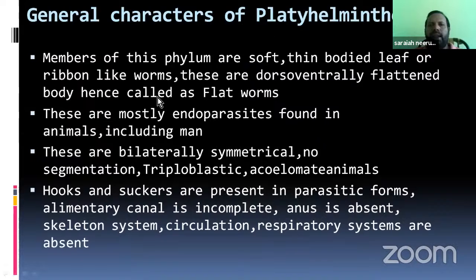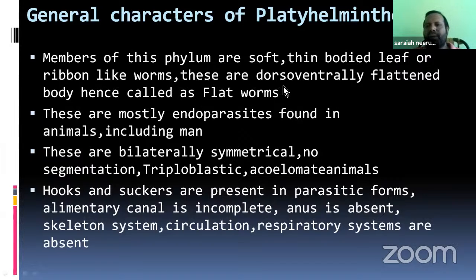General characters of Platyhelminthes. Members of this phylum are soft, thin-bodied, leaf-like or ribbon-like worms. Flatworms have thin, soft tissue in the animal. That's why they are described as soft, thin-bodied, leaf-like, ribbon-like. A long ribbon-like structure is present in some flatworms like Taenia solium, the tapeworm. That's why they are called ribbon-like worms.